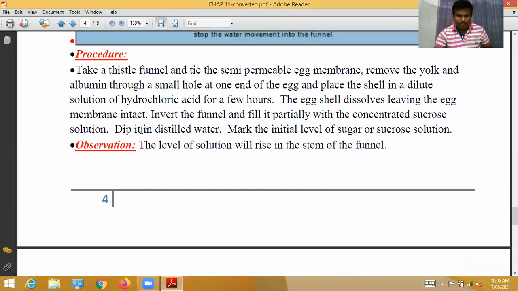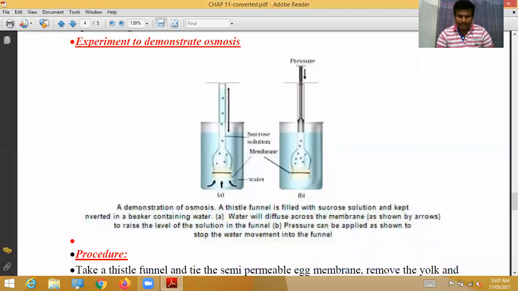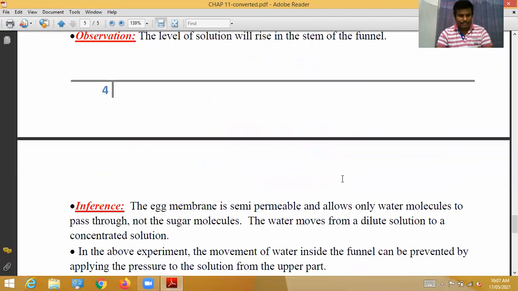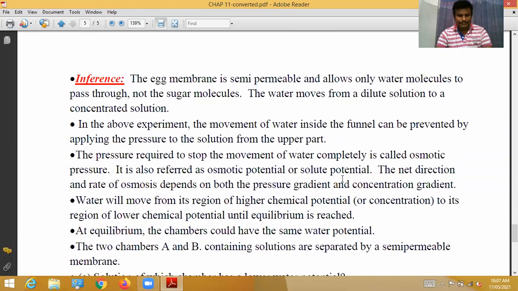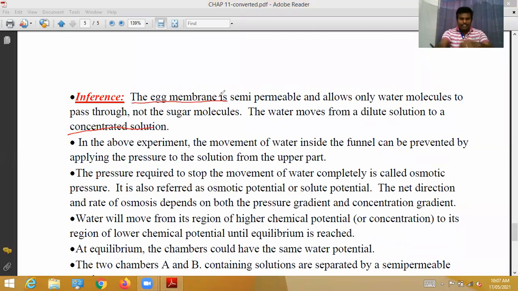See, observation: the level of solution will rise in the stem of the funnel. Already we have seen this funnel, the level of the sucrose solution is raised. That is the observation. Inference: see, up to this much. The egg membrane is a semi-permeable membrane.